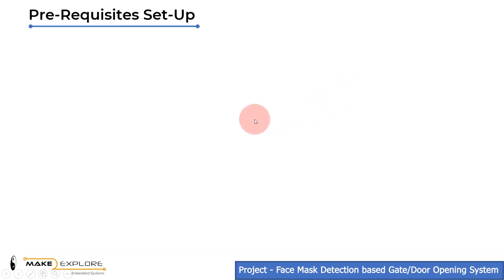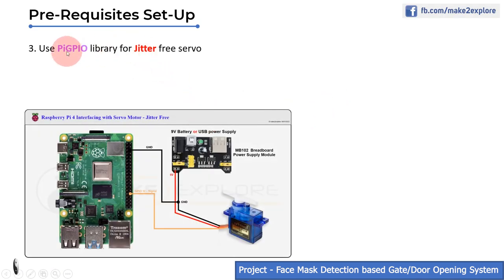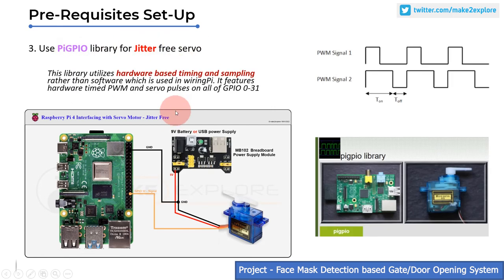Okay, then next, for the servo motor, to avoid jittering effect, use the pigpio library. This library utilizes hardware-based timing and sampling, rather than software, which is used in the WiringPi library. It features hardware-timed PWM and servo pulses on all of GPIO 0 to 31. This is all about the software and hardware setup of this project. Now, let's see the actual implementation and demo.